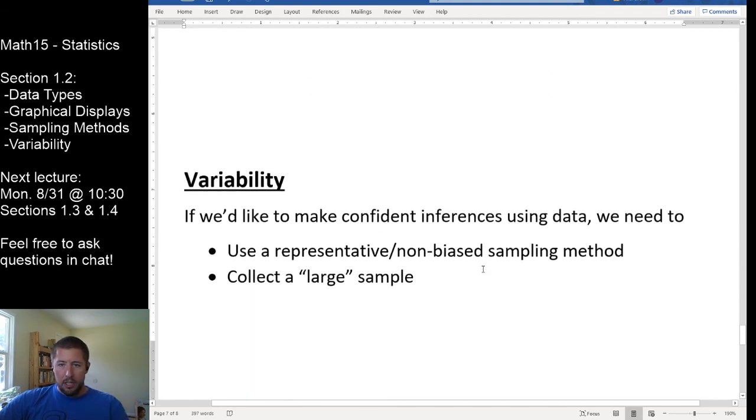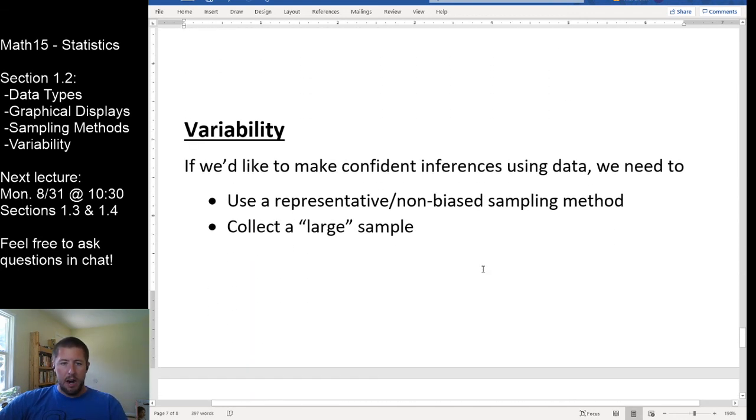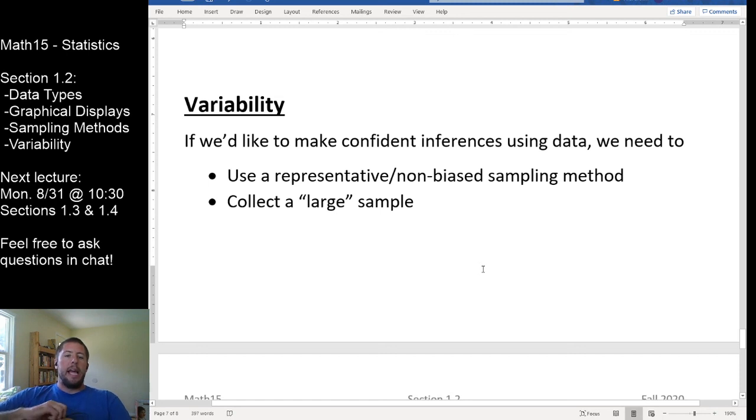So last thing, just 5 more minutes here. Let me just say our variability statements. If we'd like to make confident inferences using data, then we need to use a representative, non-biased sampling method, and we need to collect a large sample.